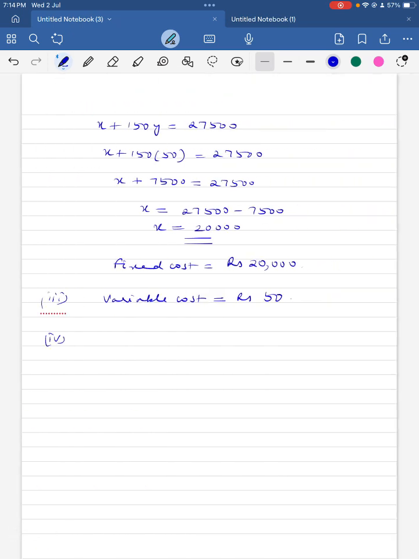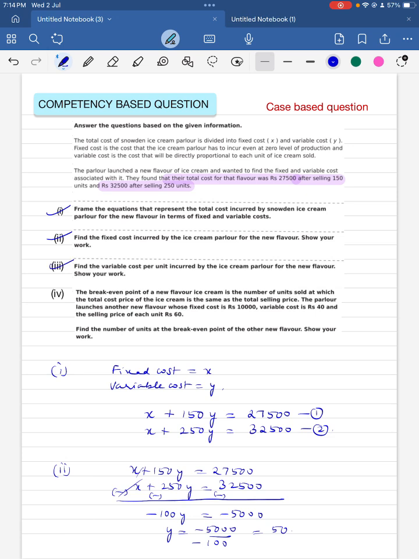Now in the fourth part, here they've asked you the break-even point of a new flavor ice cream is the number of units sold at which the total cost price of the ice cream is the same as the total selling price. Now the parlor launches another new flavor whose fixed cost is rupees 10,000, variable cost is rupees 40, and the selling price of each unit is rupees 60. Find the number of units at the break-even point of the other new flavor and show your work.